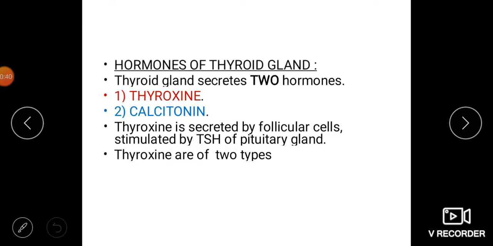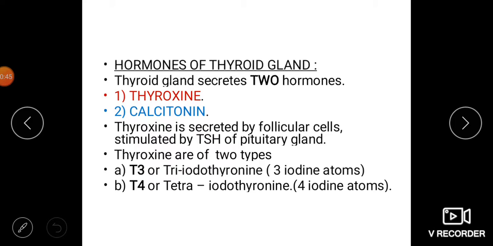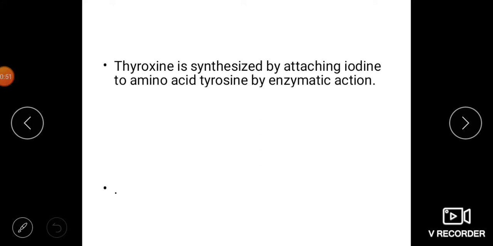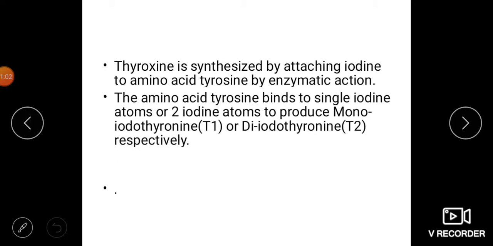Thyroxine is of two types: T3 or triiodothyronine with 3 iodine atoms, and T4 or tetraiodothyronine with 4 iodine atoms. Thyroxine is synthesized by attaching iodine atoms to the amino acid tyrosine by enzymatic actions. The amino acid tyrosine binds to single or 2 iodine atoms to produce T1 and T2 respectively. First there is formation of T1 and T2, and then T1 and T2 are further metabolized using iodine atoms to produce T3 and T4.